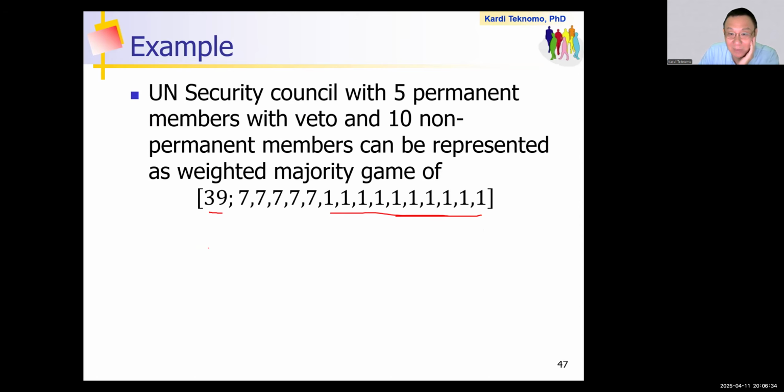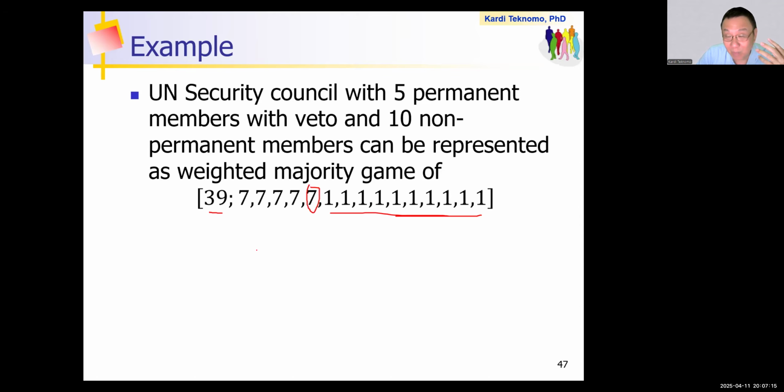In order to make a decision, 5 times 7 is 35, right? So they need only 4 non-permanent members to create the decision. But if one of the permanent members did not want it, what is the value? That is 10 plus 28, still 38. So they cannot make a decision. Clear?